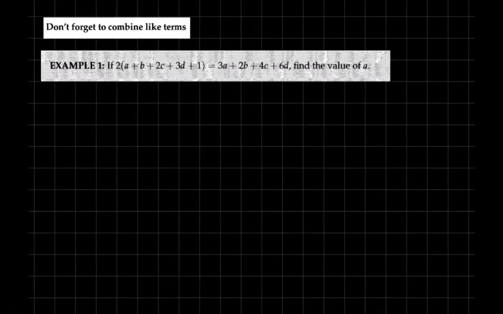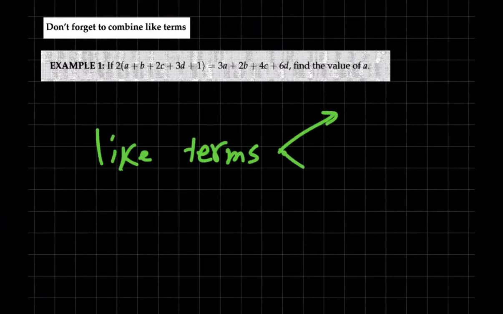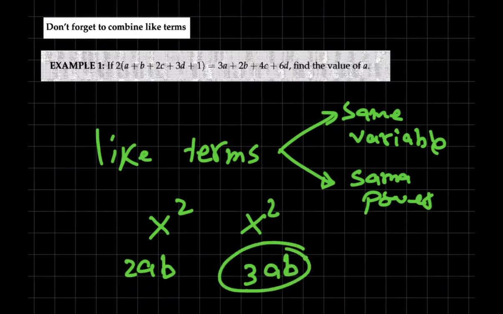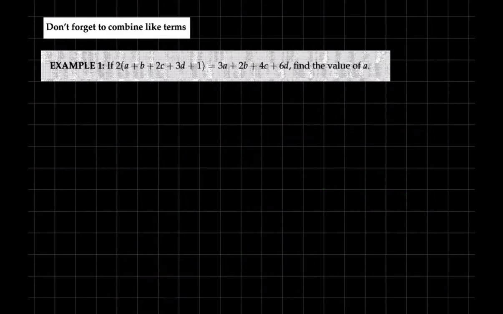The first example here, it's mentioned, don't forget to combine the like terms. And as we said before, what does it mean by like terms? Who remembers? Like terms. We studied this in the previous chapter. Like terms have the same variable, and this variable has the same power. For example, we have x squared and we have x squared, or we have ab or 2ab, and here we have 3ab. So guys, this is the same variable ab, and here ab, and both of them have a power of 1.